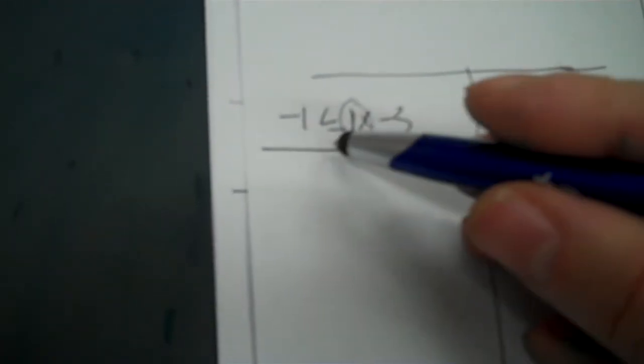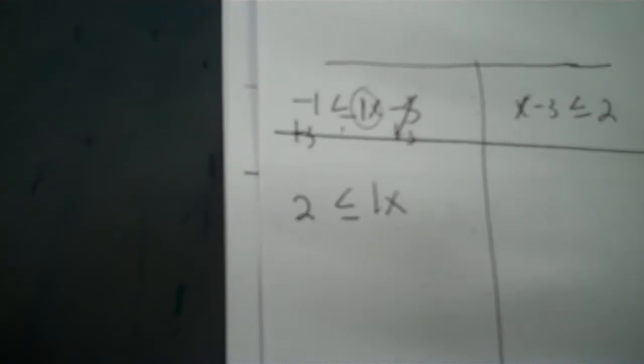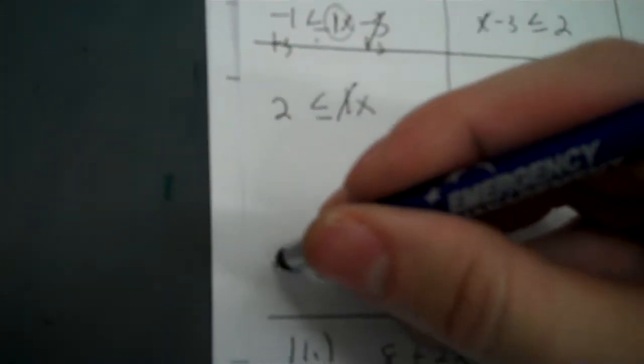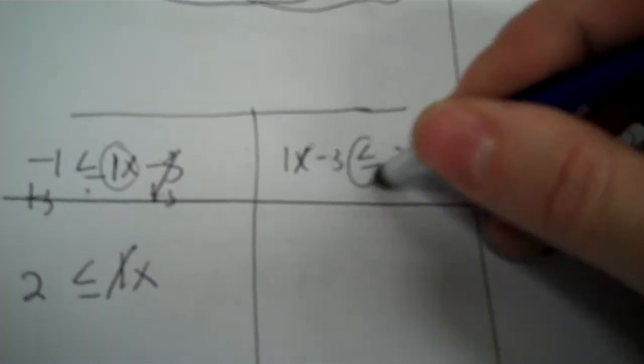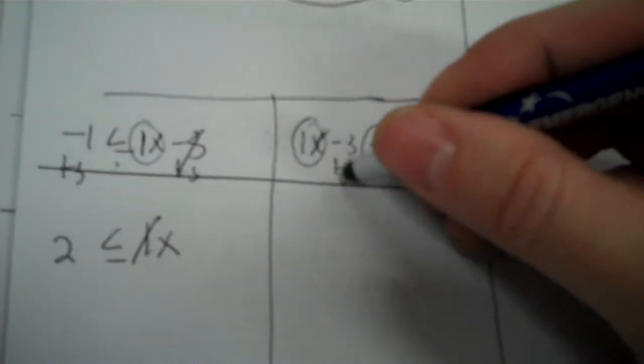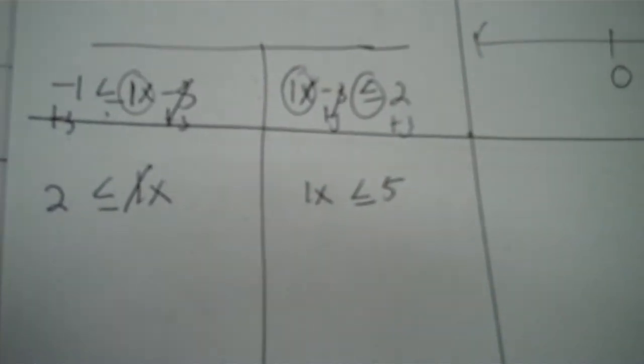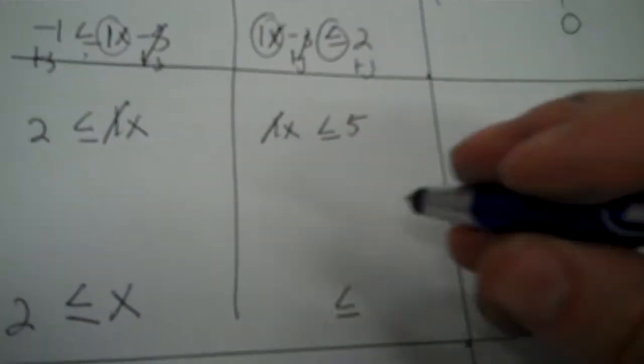Now I solve each one separately. So I've got 1, that's a positive multiplier, so we will be keeping that symbol pointed the same direction. Plus 3, line up your symbol, and you have 2 and 1x. Okay. You may divide by 1 or cross out the 1, so I have 2 and x. Okay, 1. So the symbol will not change because that's a positive 1. And then I plus 3, 2 plus 3 is 5. So we have 1x less than or equal to 5. You can divide by 1 or just eliminate the x.